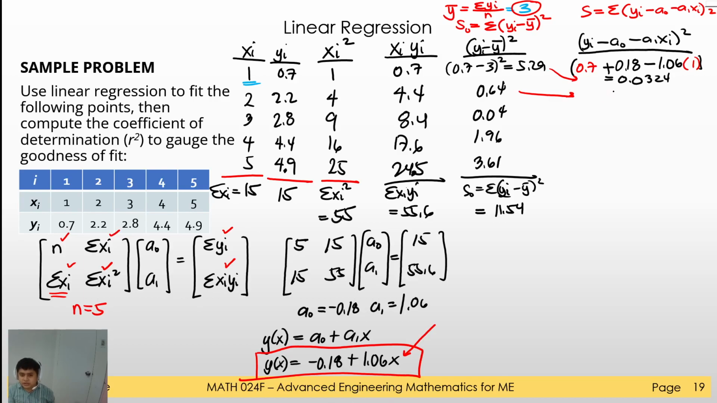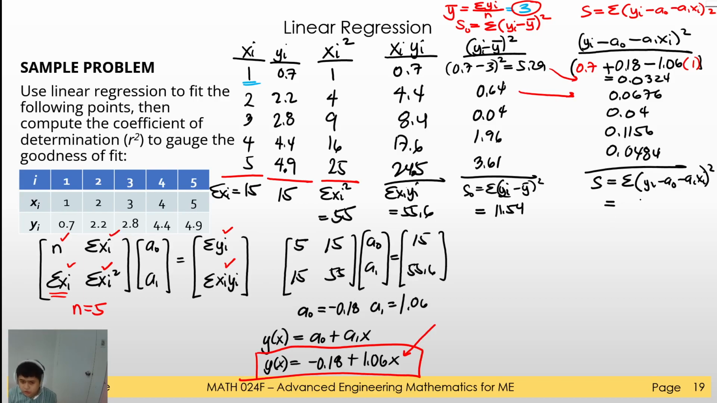And then you can do this as well for the other rows. So we have here 0.0676, 0.04, 0.1156, 0.0484, and then the total of this, S, which is the summation of yi minus a naught minus a1 xi squared, is equal to 0.304. Okay, so the last thing we should do here is to solve the r.